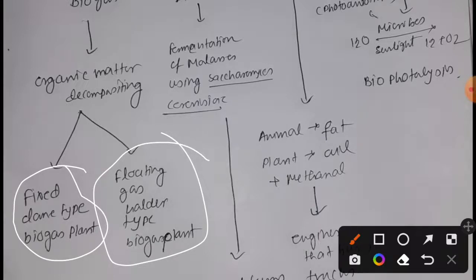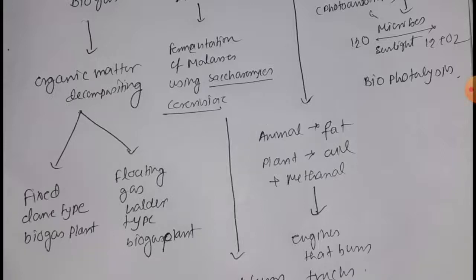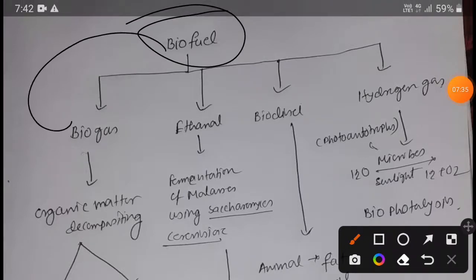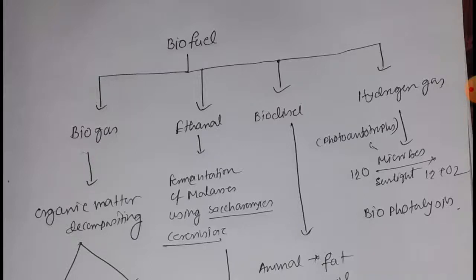Among them, the fixed dome type biogas plant is most preferable because we can construct it with normal and easily available material, its construction is also easy, and it is also environmentally friendly. I think you got it. So the first type of biofuel that we have learned is biogas. Biogas can be produced with the help of organic matter decomposition.